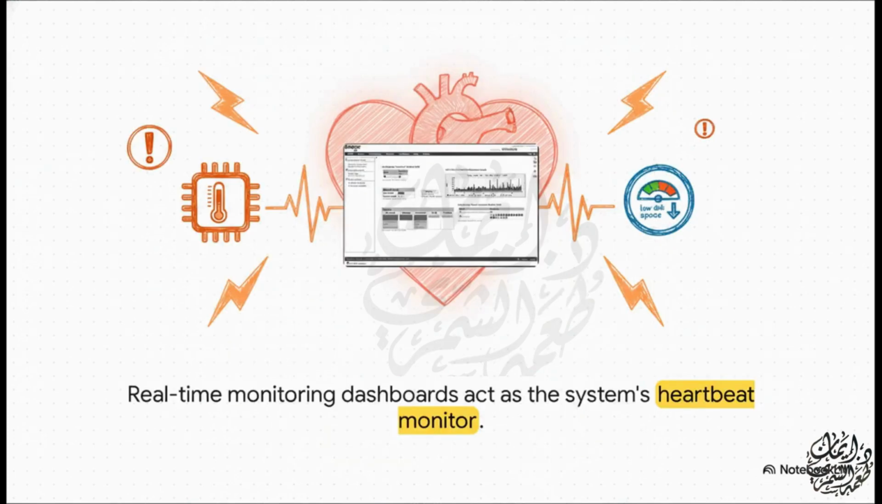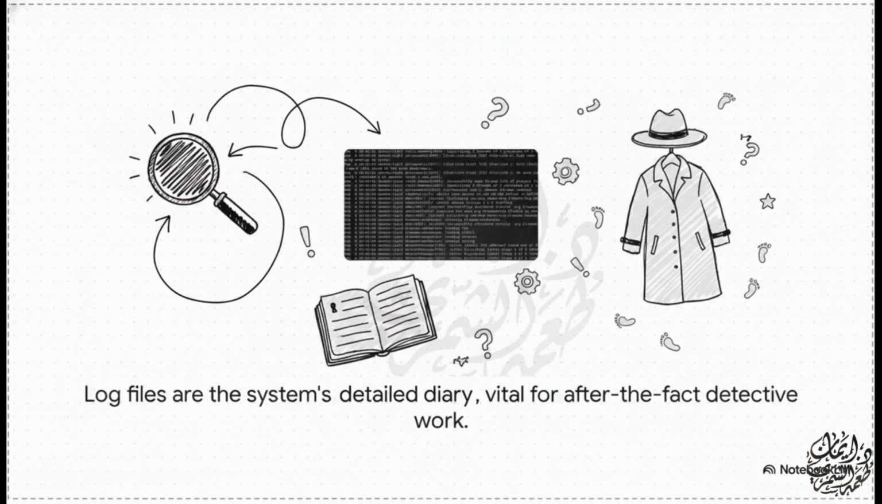So how do you keep an eye on everything? With real-time monitoring. The best way to think about dashboards like this one is as the system's heartbeat monitor. They track everything that's happening live, and they'll scream for help with an alert the second something looks off, like the CPU is too high or you're running out of disk space. But here's the thing. Monitoring tells you that something is wrong, but it doesn't always tell you why. For that, you need to look at the logs.